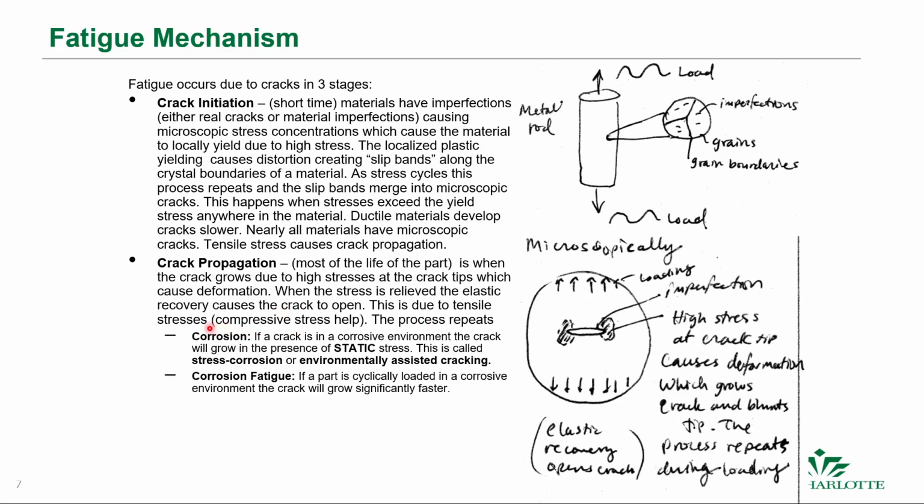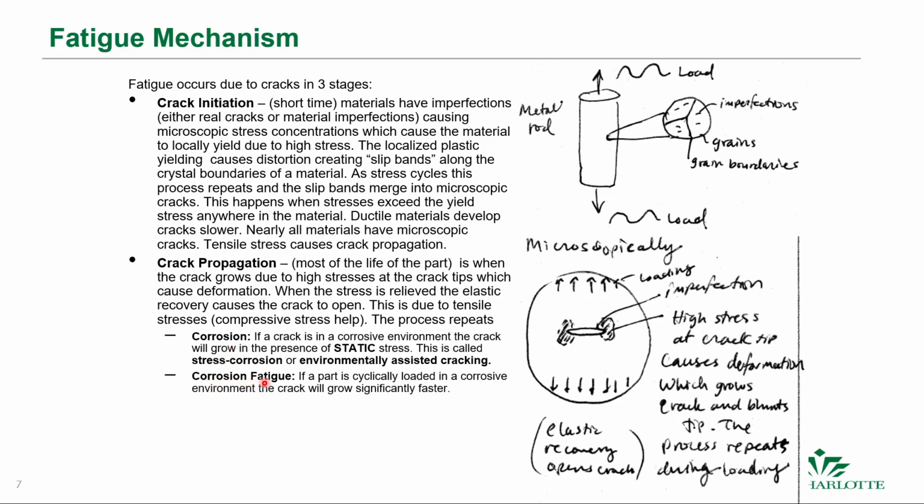If we have corrosion, or materials in a corrosive environment, then a crack will actually grow in the presence of static stresses, because that corrosion can cause the material to be eaten away if it has access to it, and it will cause that crack to grow. That's called stress corrosion or environmentally assisted cracking. This is a big deal. That's why materials that are sensitive to corrosion have to be coated, protected, painted, treated, etc.